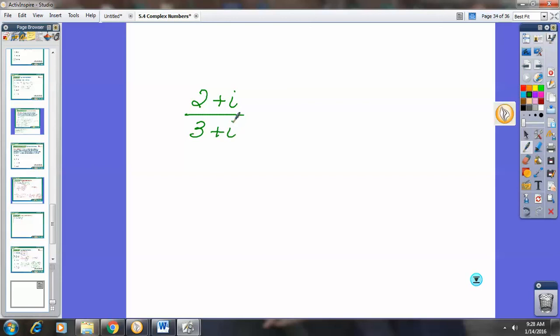What if I gave you that example? What would you do to simplify? Multiply by the conjugate, I agree. Times 3 minus I. So in our numerator, how am I going to simplify? How am I going to simplify the numerator?